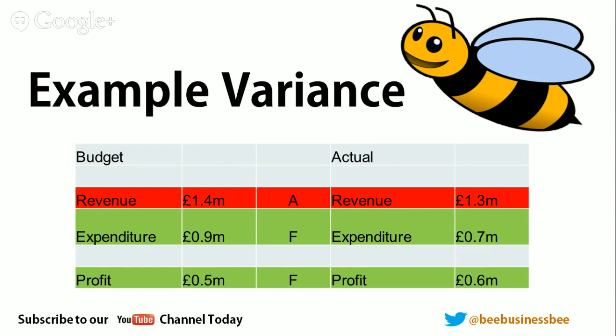And their profitability, they planned for 0.5, but they actually made 0.6 million. So that's favourable. They did better than they expected. And that is how you would calculate variance. Okay, hopefully you've got an understanding of that.